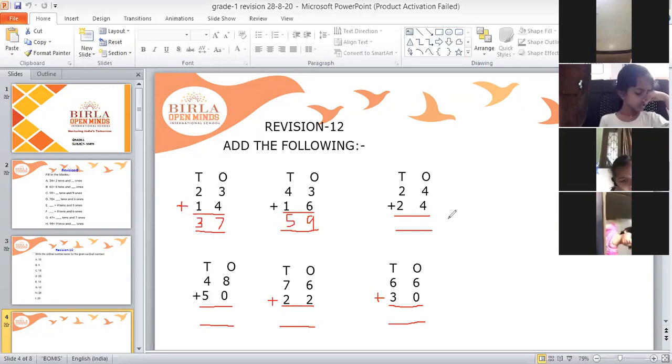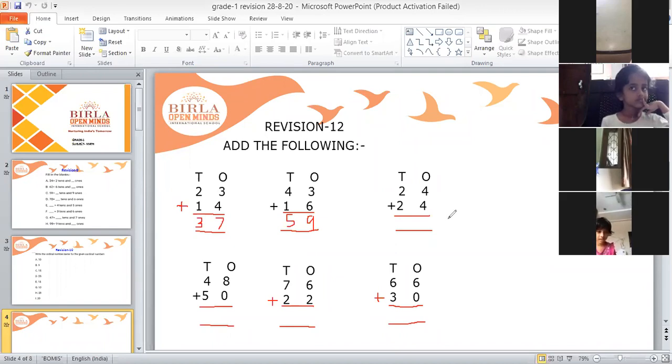Now, Brinda, tell me what are the numbers in ones place? What is that? Tens place. What are the numbers in ones place?